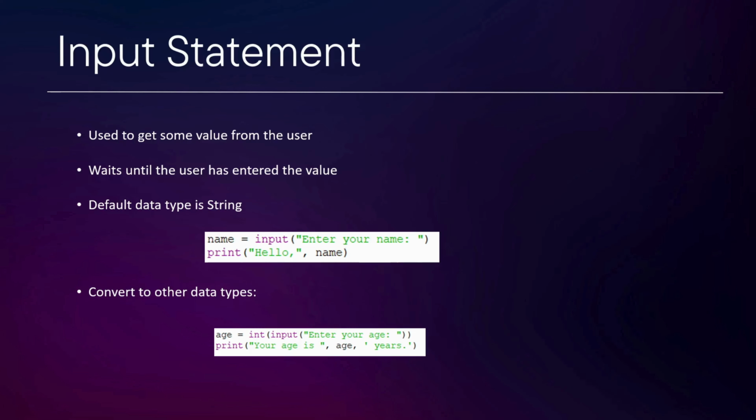Now if we want to ask the age of the user, we know that the default type is string, but we want the age to be an integer. We can then convert it to other data types. This follows the same concept as we discussed in the previous lecture, on how to change different data types.